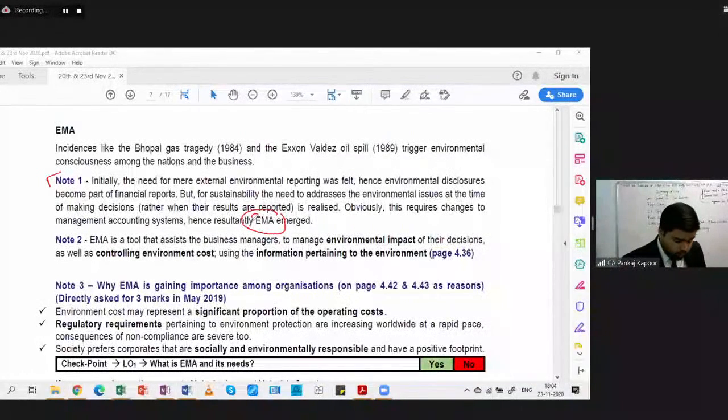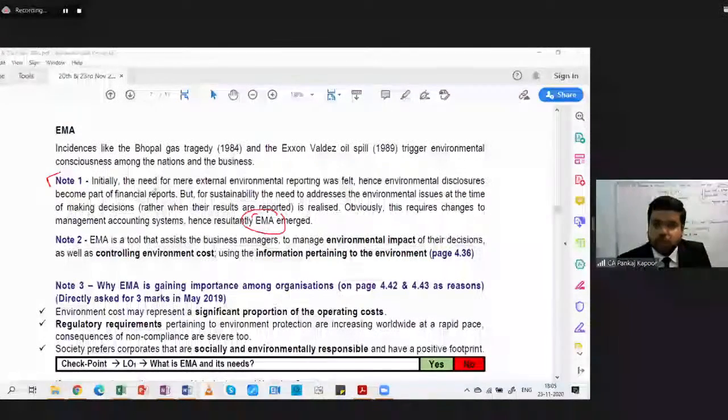Okay. Now the question arises: what is Environment Management Accounting? Those friends who didn't attend the last lecture, please listen to this topic very carefully. What is the EMA? The EMA is, friends, using the environment information in order to manage the environment impact so that we can control or reduce the environment cost. So there are three things which are involved.